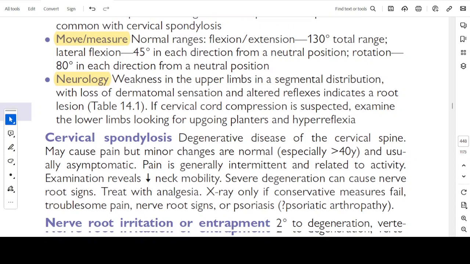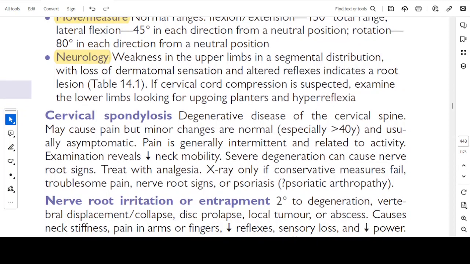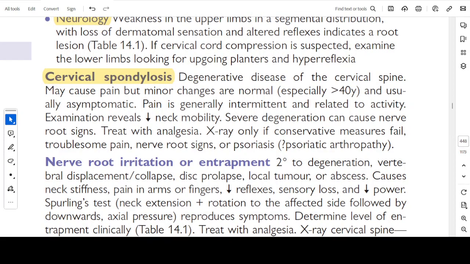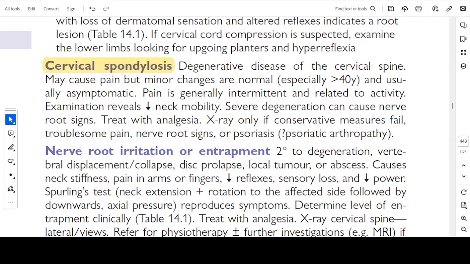Neurology. Weakness in the upper limbs in a segmental distribution with loss of demonstrable sensation and altered reflexes indicates a root lesion. If cervical cord compression is suspected, examine the lower limbs, looking for upgoing plantars or hyperreflexia. Why? If some lesion is there in the cervical cord, then it will be an upper motor neuron lesion for the lower limb. So you have to look for upper motor neuron lesion signs in the lower limb, like upgoing plantars or hyperreflexia.